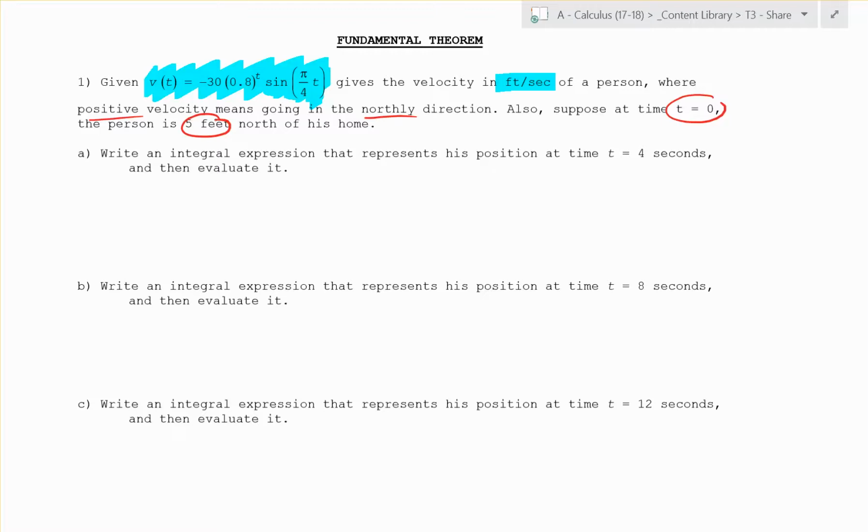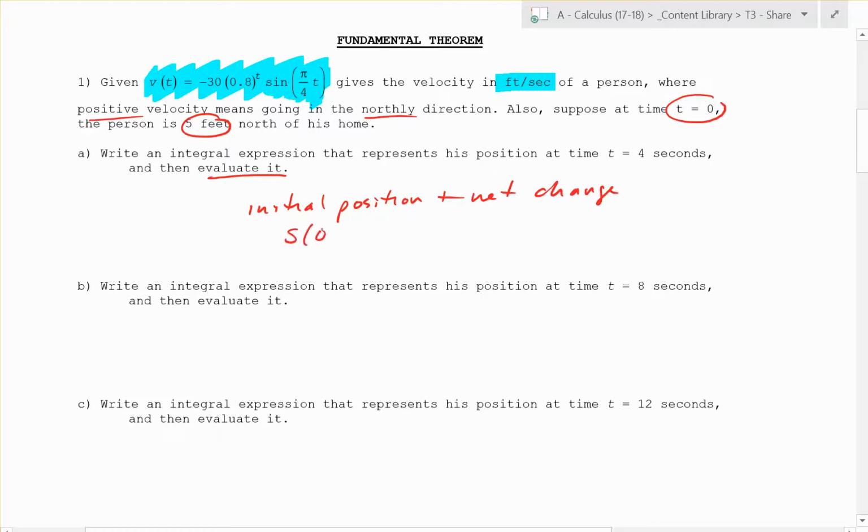So that's going to be the initial position, like where the person starts, plus the net change in position. So what is the initial position? We write it as s of 0, that's the position at time 0, plus the net change, which is the integral from 0 to 4, in this case, of v of t dt. We know that s of 0 is 5 because of that statement right there. Now we need to find this net change, which is right here.